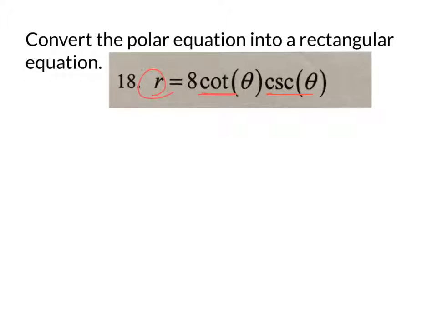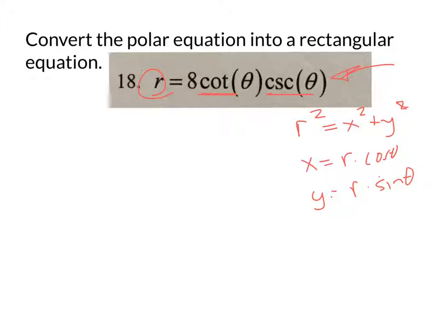So those are these. We know that r squared equals x squared plus y squared. And we know that x equals r times the cosine of theta. And we know that y is r times the sine of theta. So if we could somehow manipulate this equation into getting r squareds and/or r cosines or r sines, then we will be able to replace those with x's and y's.